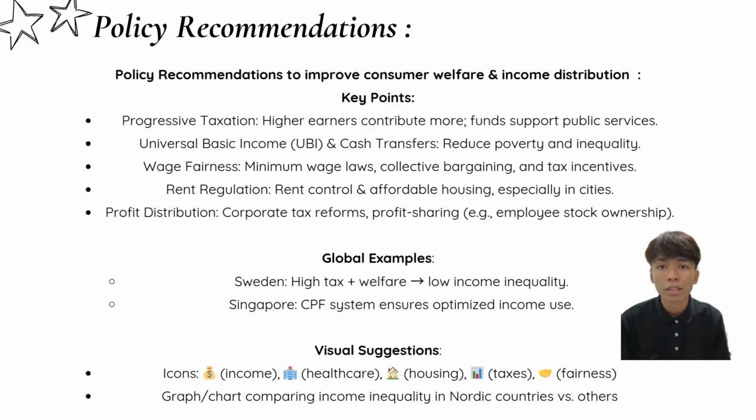For fair wages, the government should make sure workers get a minimum wage, support workers' unions, and give tax benefits to companies that pay fair salaries. In terms of housing, the government can apply rent control and provide affordable homes, especially in big cities where the cost of living is high. Lastly, to share profits more fairly, we can have corporate tax reform and use systems like employee stock ownership, so workers can also benefit from company profit.